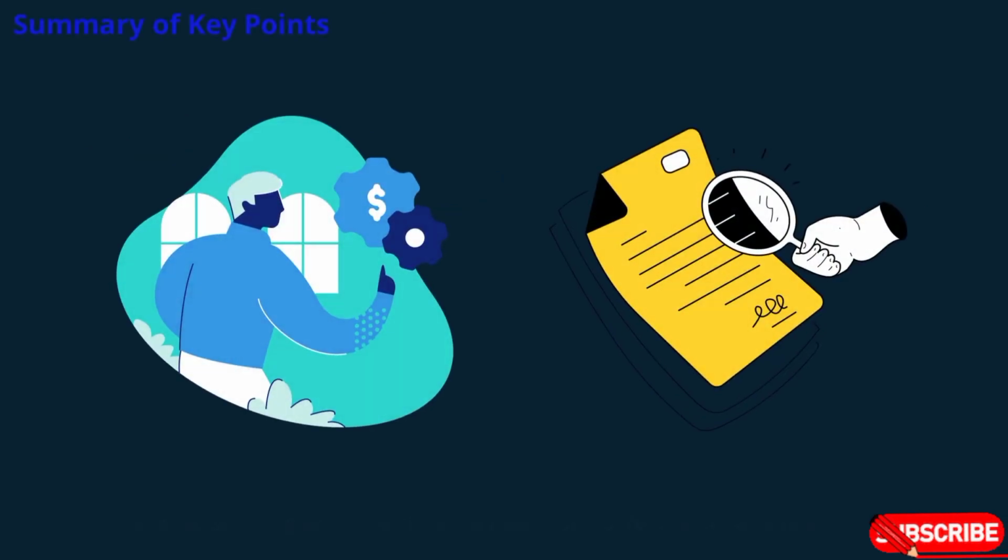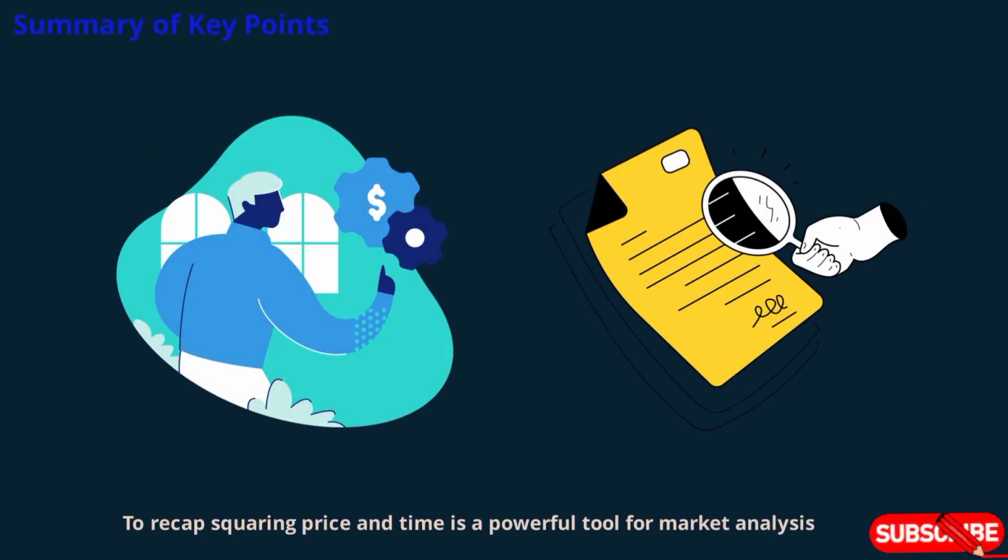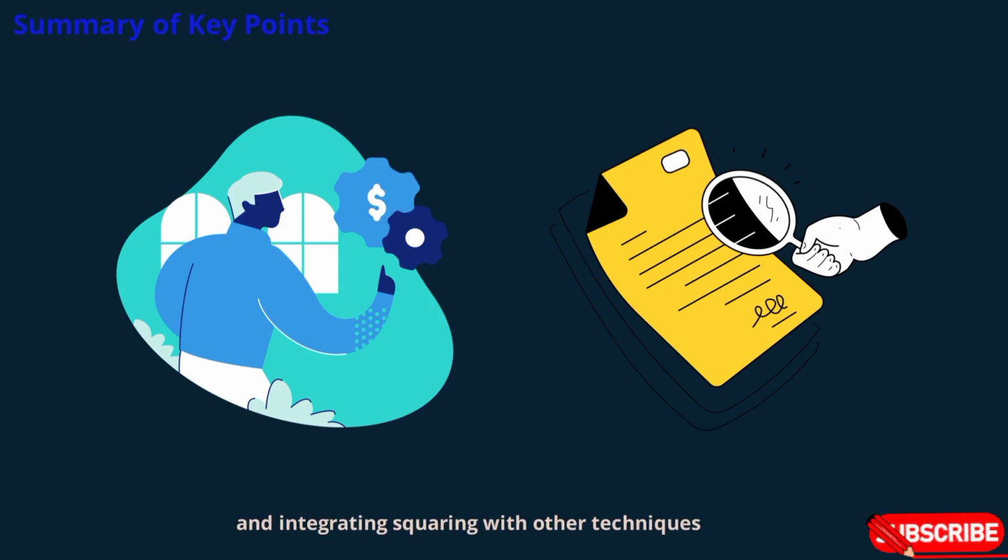To recap, squaring price and time is a powerful tool for market analysis. By understanding the 5 main methods, experimenting with different angles, and integrating squaring with other techniques, you can enhance your trading performance. Remember, there are no hard rules. Use your creativity and mathematical skills to develop a personalized approach that works for you.